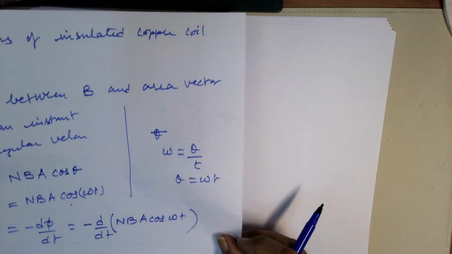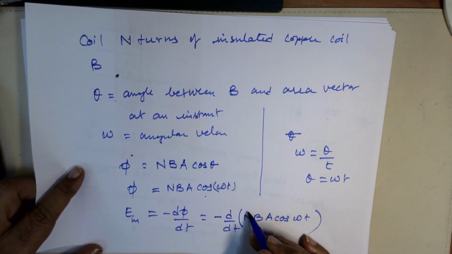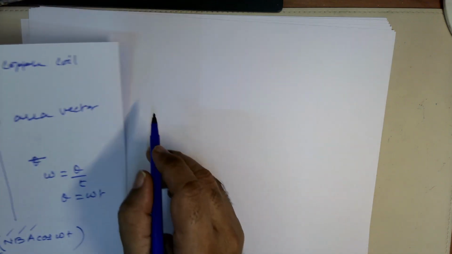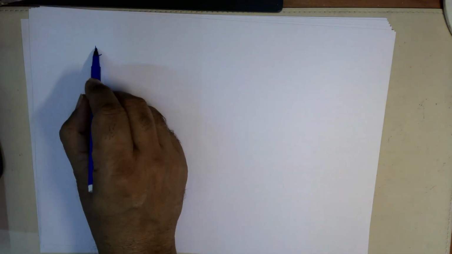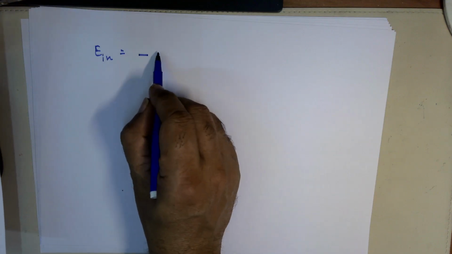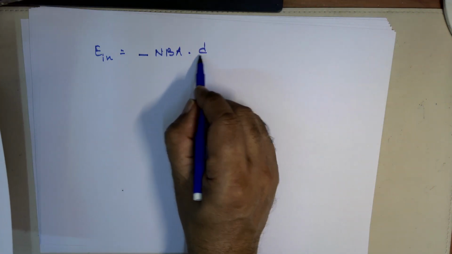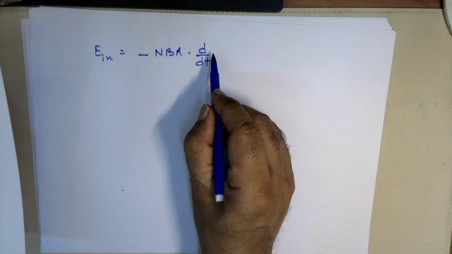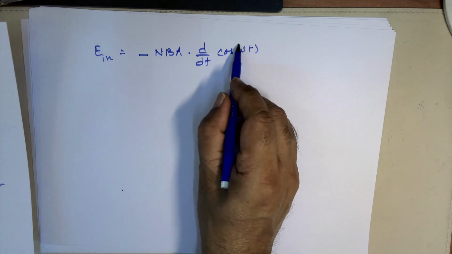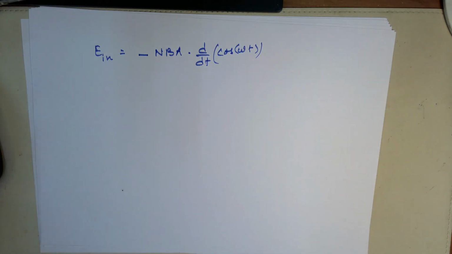Now listen to me carefully. Which are the constants here? Tell me. N B A, right? We can take them outside the bracket of differentiation. Therefore, induced EMF is equal to minus N B A into d by dt of cos omega t. Got it? Is that clear?